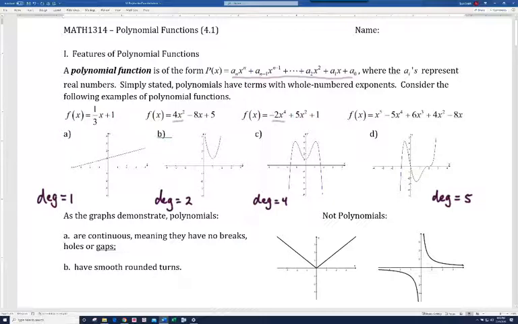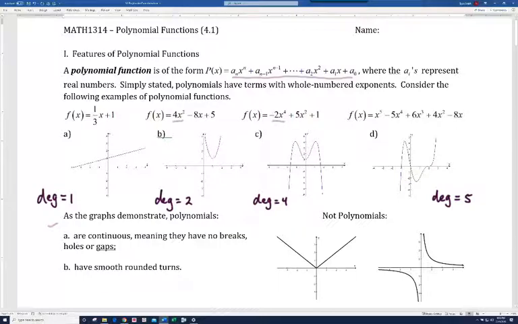And let's go down here where it says a little bit more about polynomial functions. As the graphs demonstrate, polynomial functions, A, are continuous, meaning they have no breaks, holes, or gaps, and B, they have smooth rounded turns. Now if you look at the linear function, it doesn't have any turns, so we don't have to worry about that one. But on the other polynomial functions, all our turns are nice and smooth. So that's what we're saying here.